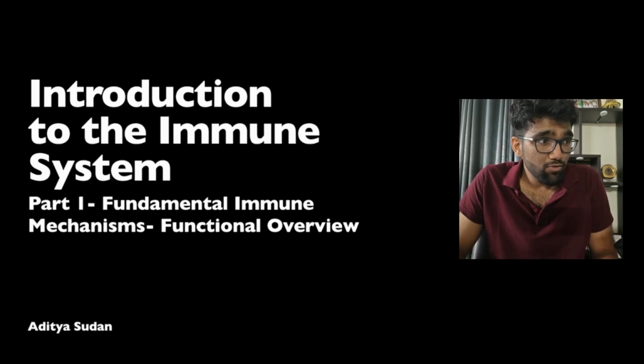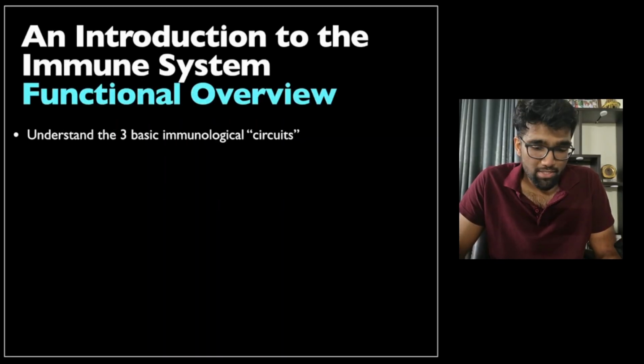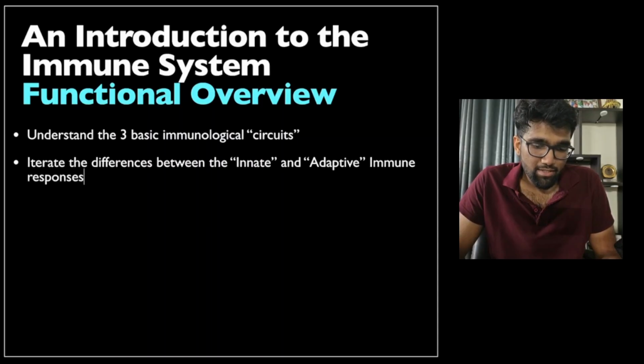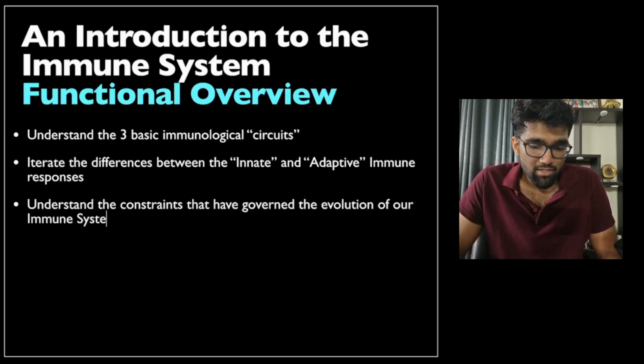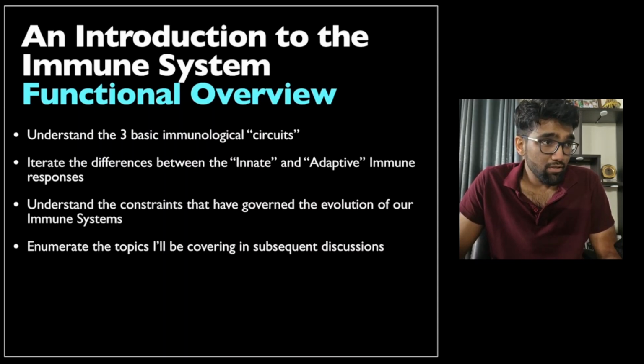I'll be starting off on the discussion of the functioning of the immune system, and part one will be fundamental immune mechanisms, with a functional overview of how the intact immune system functions. That is, we'll try to understand the three basic immunological circuits, as I like to call them. We'll iterate the differences between the innate and adaptive immune system and/or responses rather. Then we'll understand the constraints that have governed the evolution of our immune systems, and we'll enumerate the topics that I'll be covering subsequently in this discussion.